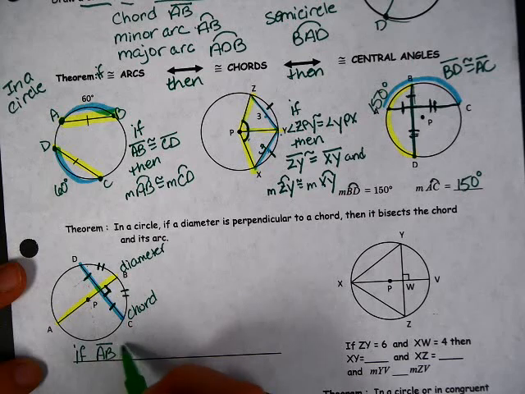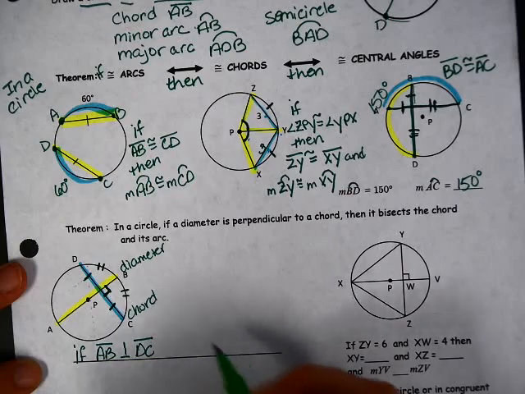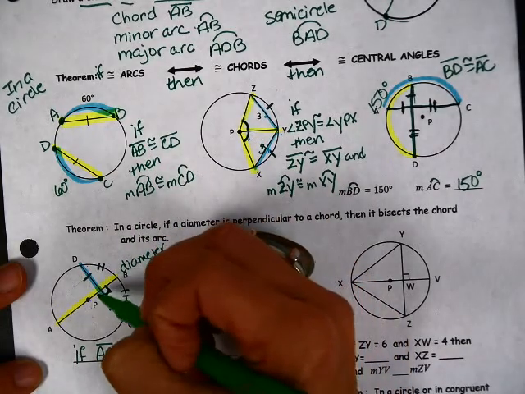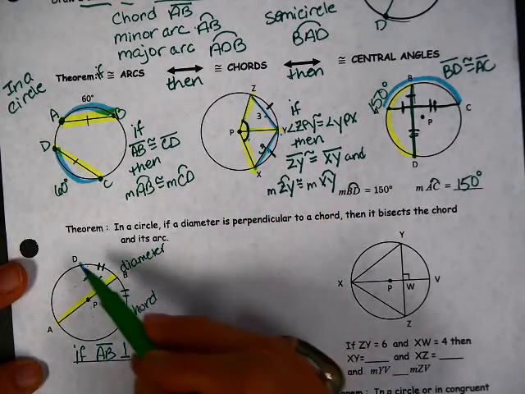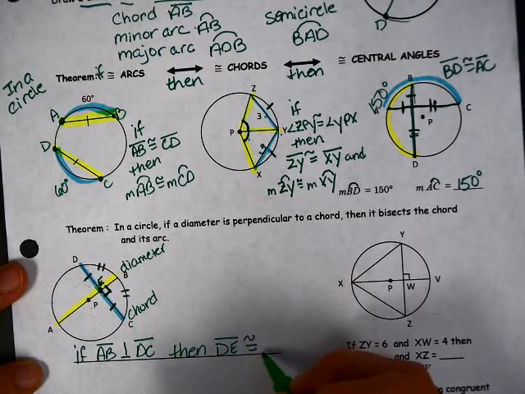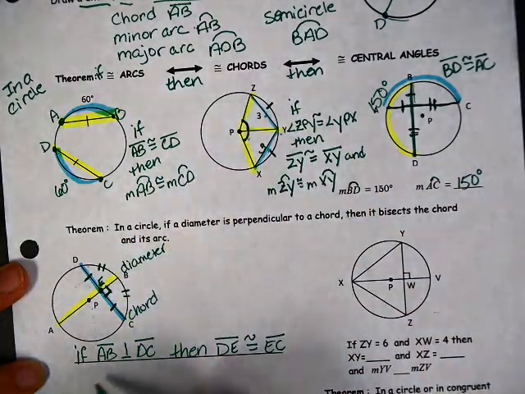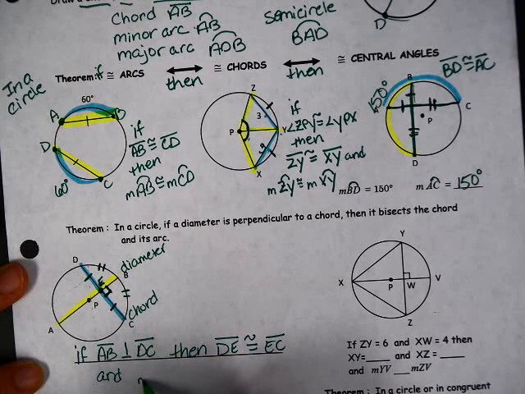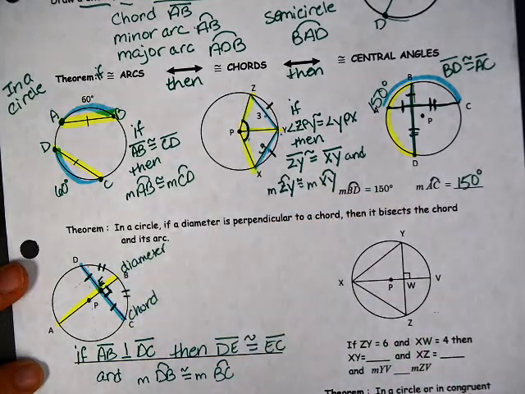If segment AB is perpendicular to segment DC, then, I need y'all to put a point right here. My letter E disappeared. Okay. Then DE, segment DE, is congruent to segment EC. And that's what we have marked here. These two segments are congruent. And the measure of arc DB is congruent to the measure of arc BC. These two arcs are congruent as well.